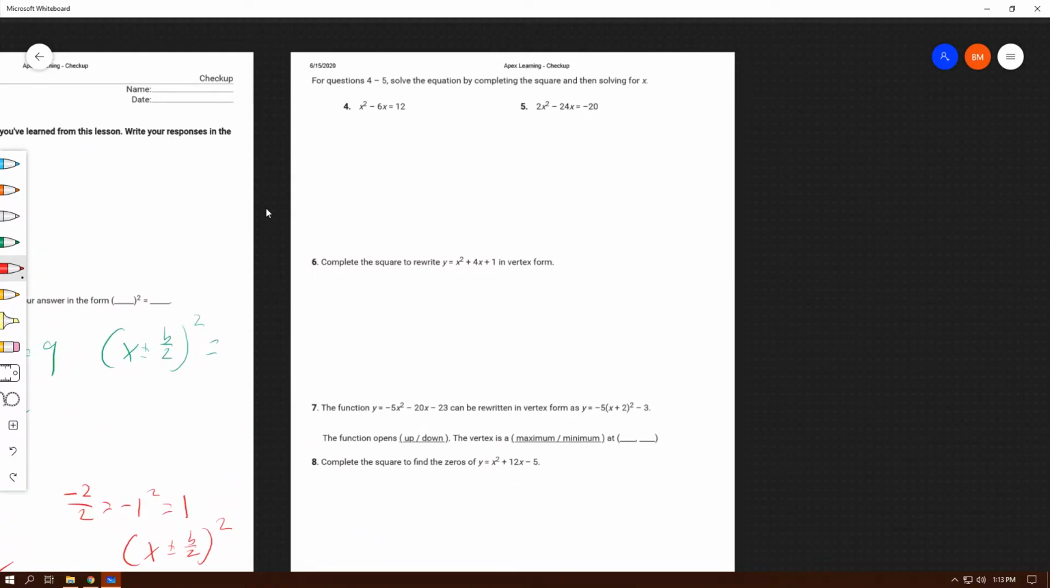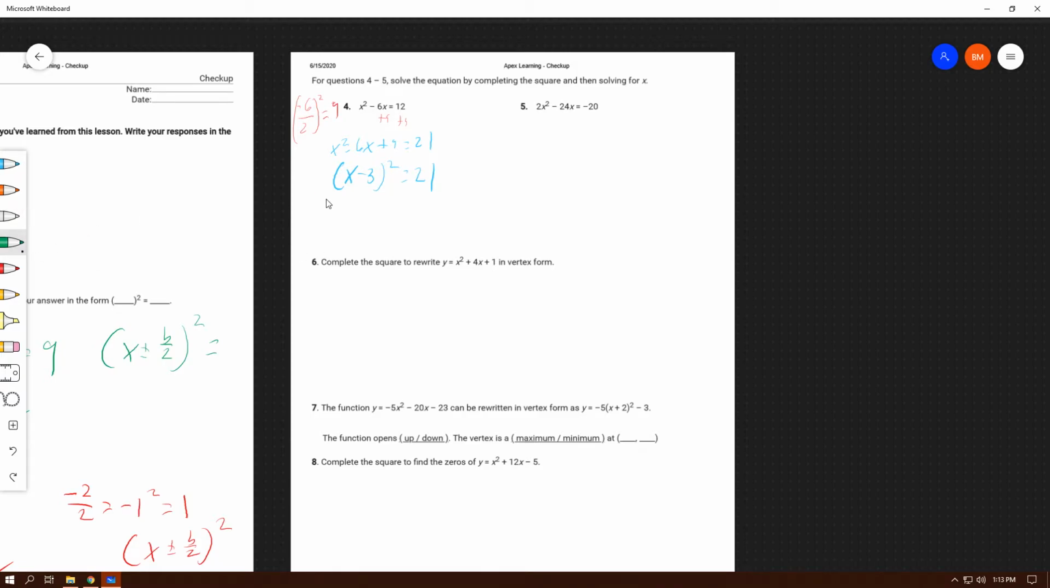Oh, we want to solve the equations by completing the square and solve for x. Okay, we can do this. So negative 6 divided by 2 squared is going to be 9. So I'm going to add 9 to both sides. Then I know this is going to become x minus 3. And now they want us to actually solve.